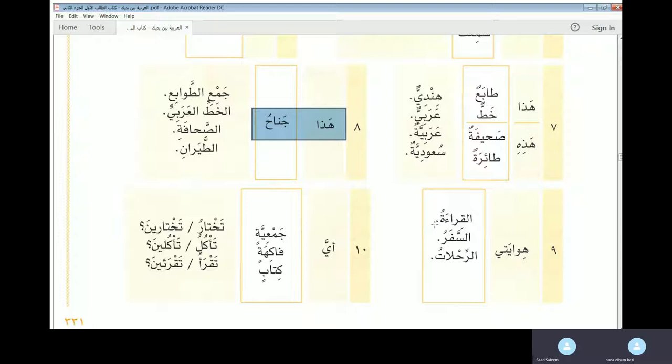هذا جناح الخط العربي. This is the Arabic handwriting stall. هذا جناح الصحافة. This is the journalism stall. هذا جناح الطيران. This is the aviation stall.